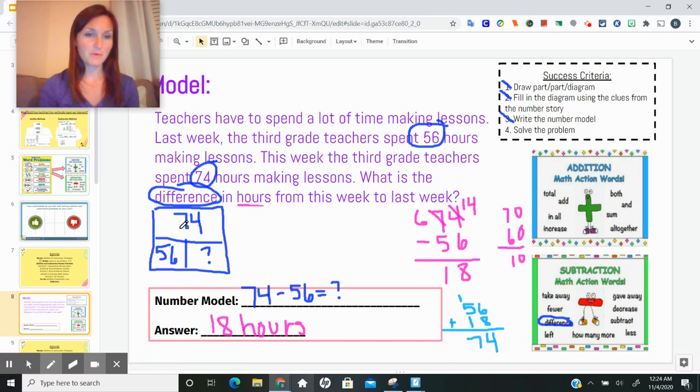Does it equal 74? Yeah, so this is another way I can check my work, is taking the two small numbers, the two parts. This would really be 18 now. So 18 plus the 56, does it equal 74? Because the opposite of subtraction is addition. Okay, and I can use that to help me.